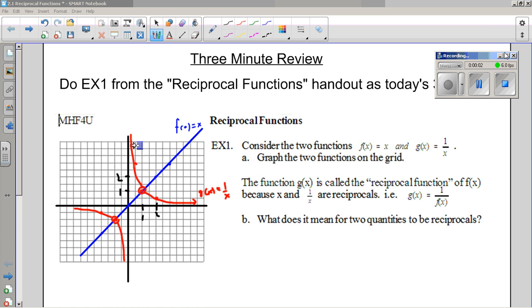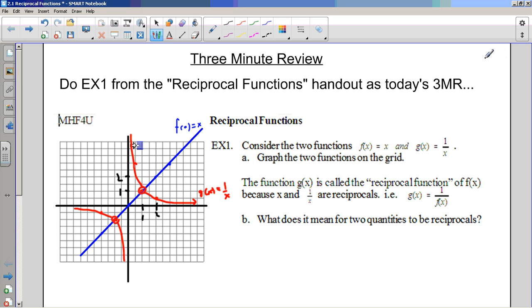All right. Lesson 2.1, which is on reciprocal functions. Reciprocal functions are a special type of rational functions, which is what we're talking about in this unit. And hopefully, for the 3-minute review, you've tried example 1 on the handout in class. If you haven't, you should do that, or at least as much of it as you can. I shall take it up here shortly. Pause if you need to.